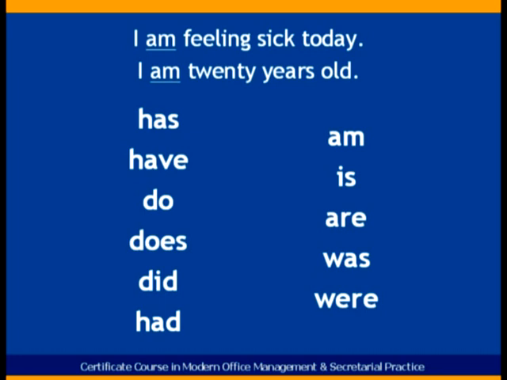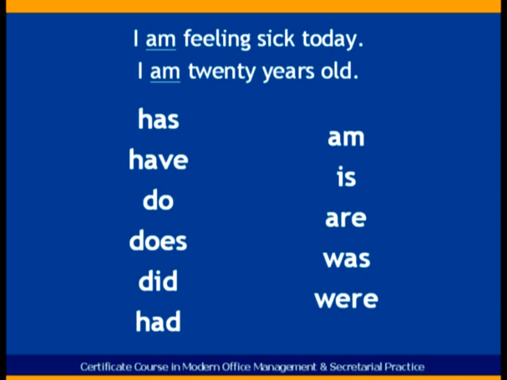I am feeling sick today. In this sentence, the auxiliary am is helping the verb feeling. I am 20 years old. In this sentence, the auxiliary am does not help another verb. Instead, it acts as a verb and stands by itself.